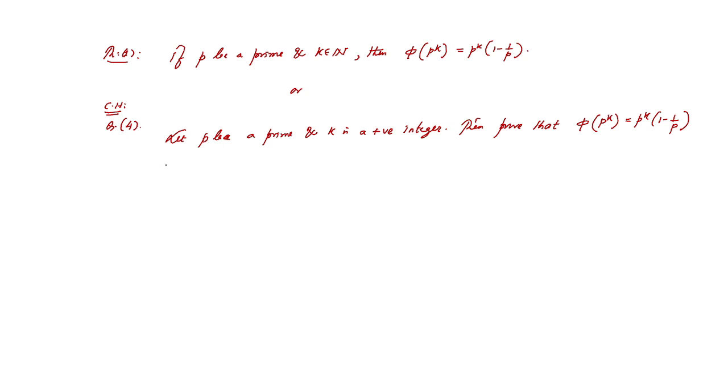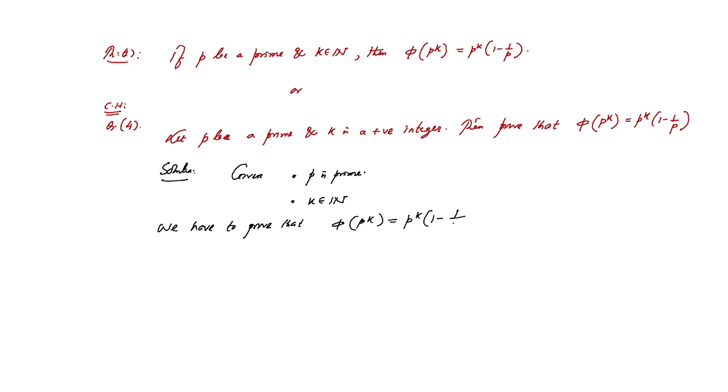So now, how to solve this kind of problem or how to prove the theorem? What is exactly given? Here given, first, p is prime, and second, k is a positive integer. What we have to prove is that phi of p to the power k, that means the number of positive integers less than p to the power k and prime to p to the power k, will be p to the power k into 1 minus 1 by p. That we have to prove.